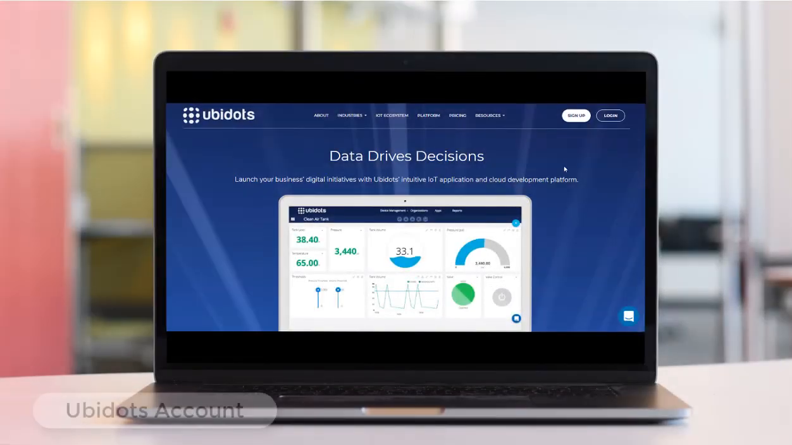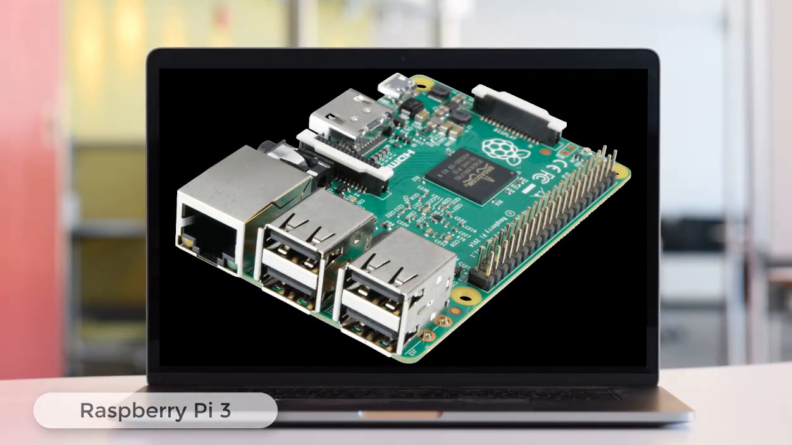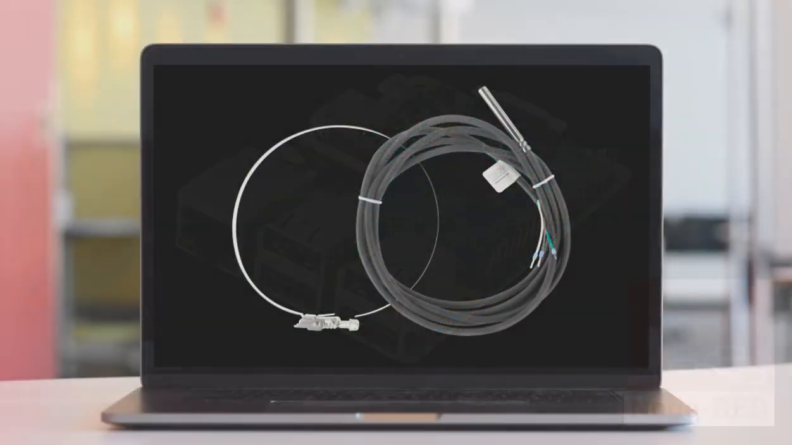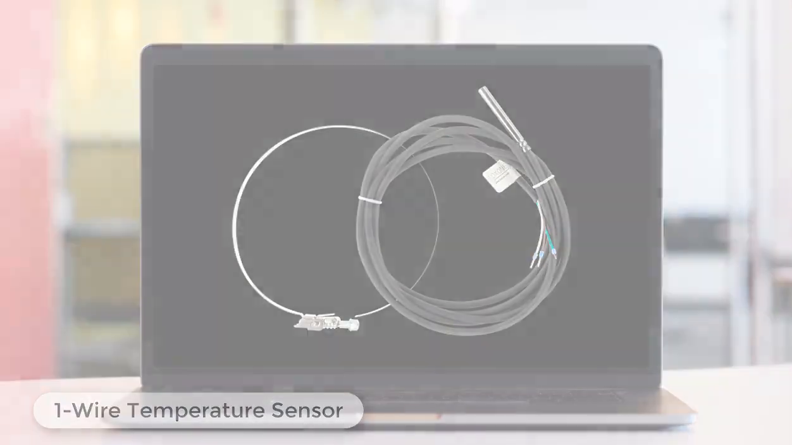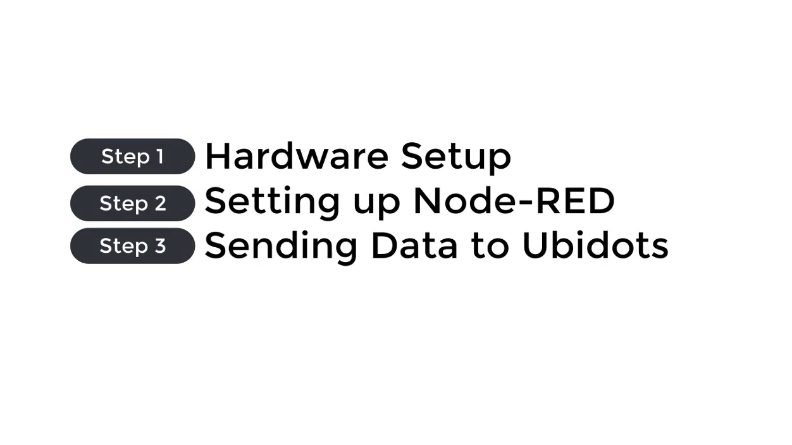The requirements for today's video are an Ubidots account, a Raspberry Pi 3 with the latest version of Node-RED pre-installed, and a one-wire temperature sensor. Now let's check the step-by-step. Our video today will include 3 steps. As always, you can find the timestamps and a written guide in the description below.